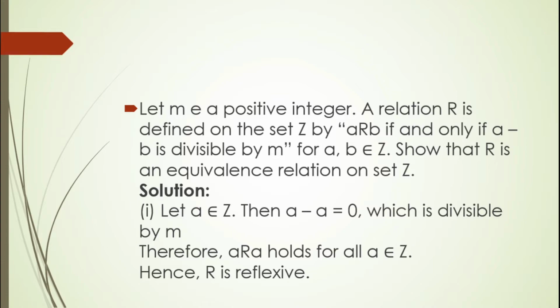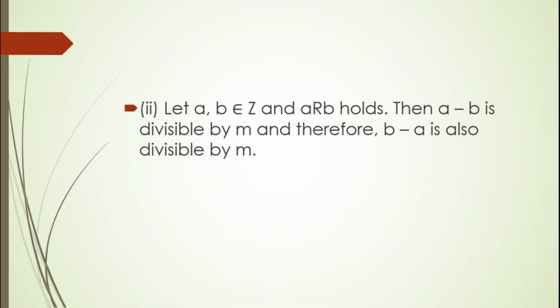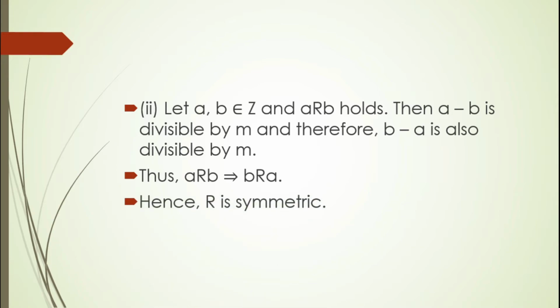First, let A be an element of Z. Then A minus A is equal to 0, which is divisible by M. Therefore, A R A holds for all A that are elements of Z. Hence, R is reflexive. Second, let A and B be elements of Z, and A R B holds. Then A minus B is divisible by M, and therefore B minus A is also divisible by M. Thus, A R B implies B R A. Hence, R is symmetric.